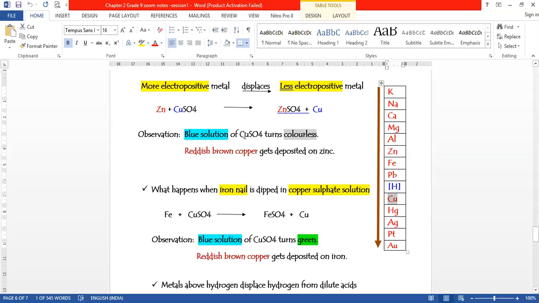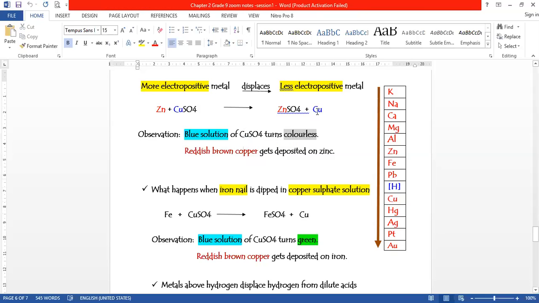Another observation which you can write is that reddish brown colored copper is deposited on zinc. This copper which is formed gives a reddish brown color and deposits itself on the zinc metal. So these are the two observations which we'll see in this reaction, but you have to write only one observation. No need to write both, just write one. That's enough. You will get full marks for the question.